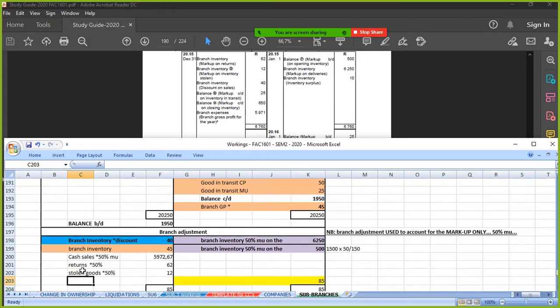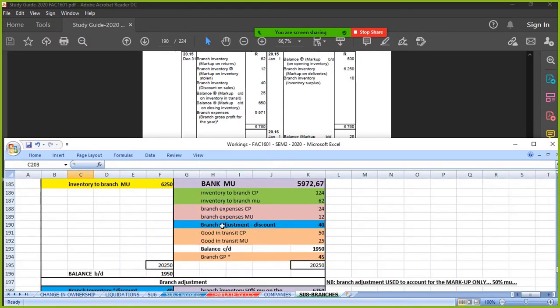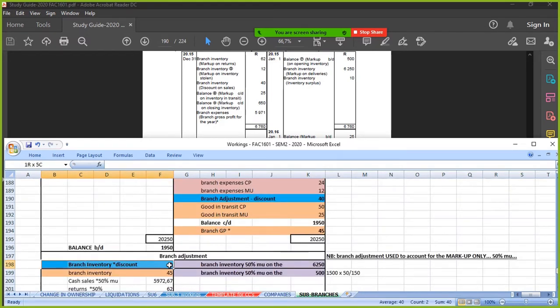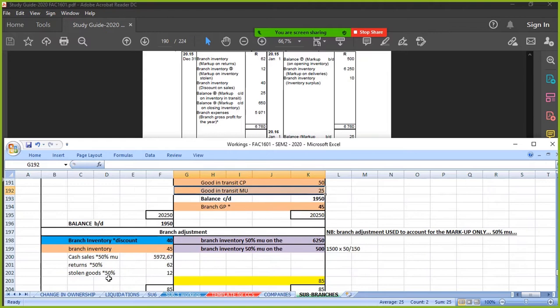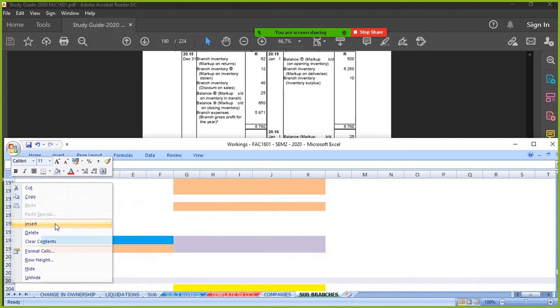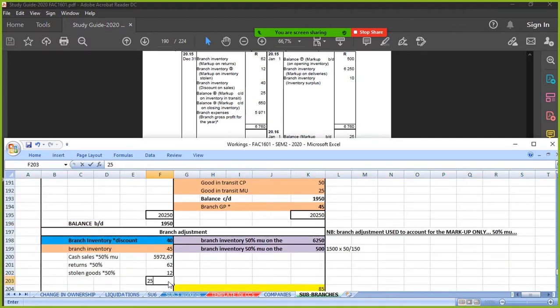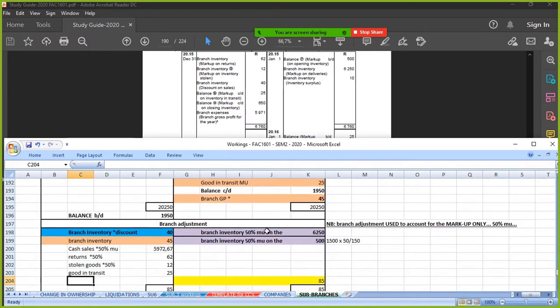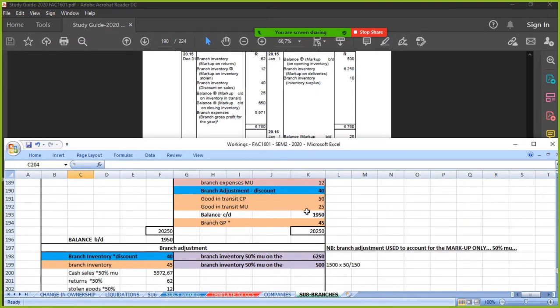Asterisk 50%. Okay, what else do we have in the working? The branch adjustment discount we had, that we did have in the discount, that's fine. The 40 is there, that's fine. The goods in transit, okay, again, they wanted to show the markup separately. So I need to reference the 25 here. This is for goods in transit. So there's the 25, there's the 25, there's the 25. That's fine. Okay, what else?